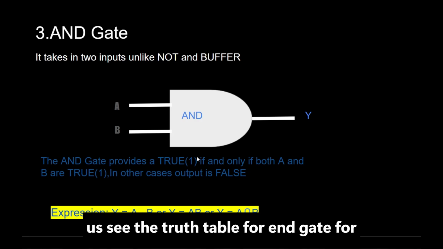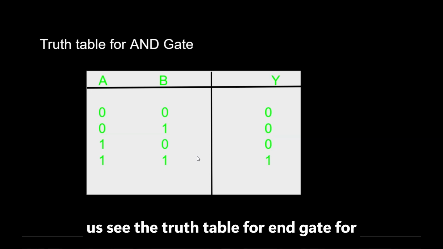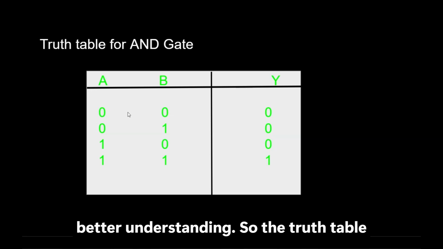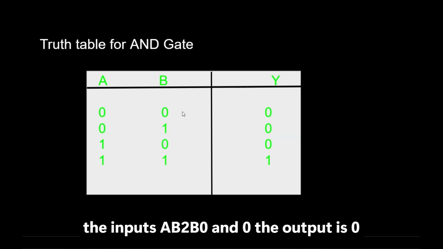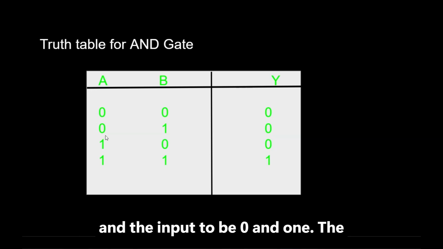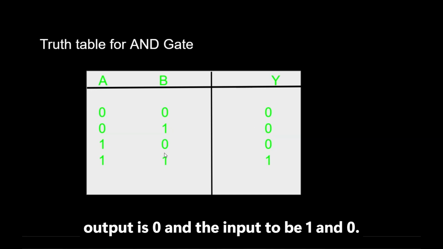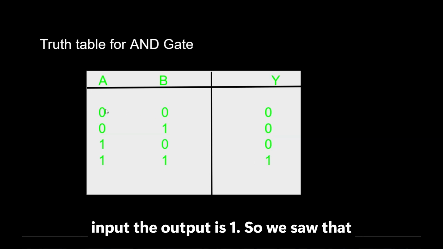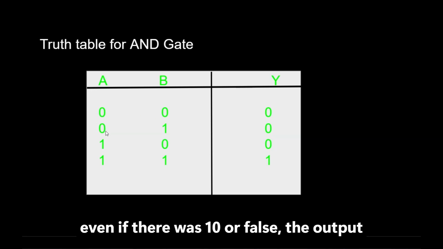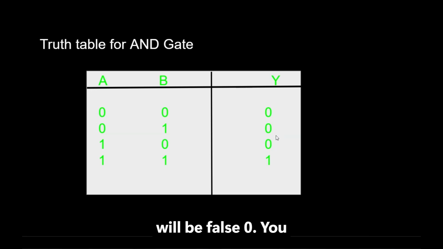So let us see the truth table for AND gate for better understanding. So the truth table for AND gate is here. For the inputs A and B being 0 and 0, the output is 0; for 0 and 1, the output is 0; for 1 and 0, the output is 0; and for 1 and 1 as input, the output is 1. So we saw that even if there is a 1, 0, or false, the output will be false, 0.